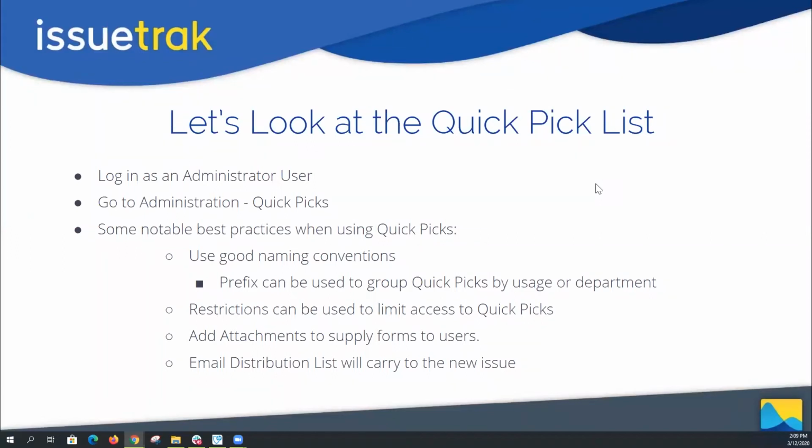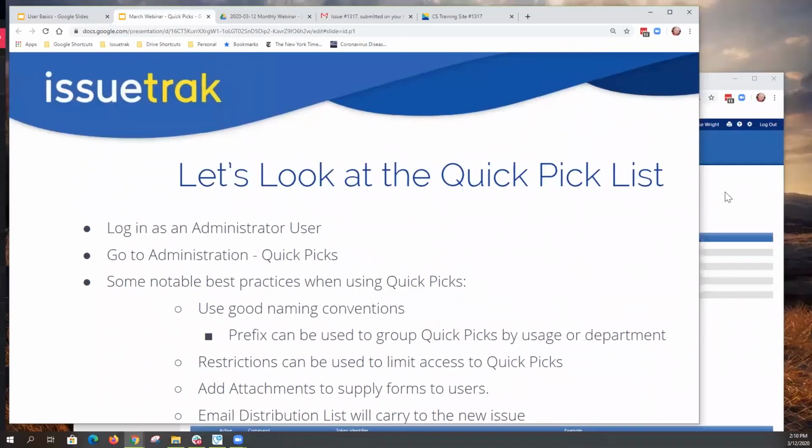We'll go ahead and get started. Go ahead and rerun through some of this a little bit. The basic thing that I'm trying to tell you is to use the quick picks in order to get a quick start on the issues. So what I'm going to do is show you exactly how it's done and how you use a quick pick. I'm going to log in as an administrator and go to the quick picks. I'm going to show you a couple of best practices that we use within Issuetrak. So here we go. Let's get started with this.